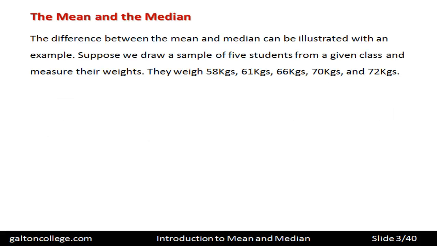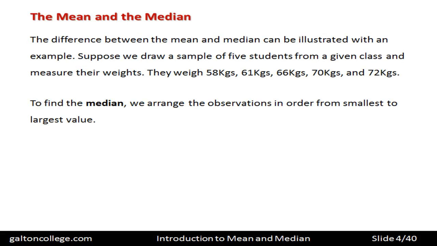The difference between the mean and median can be illustrated with an example. Suppose we draw a sample of 5 students from a given class, and we measure their weights. It's just quite an arbitrary example, but let's say we just pick 5 students out of a class and weigh them, just see what their weights are. And let's say we get the following results: 58, 61, 66, 70 and 72 kilograms. So that's the weight of our students.